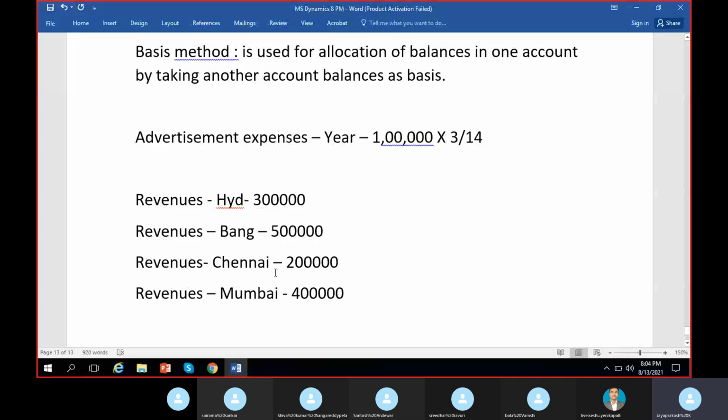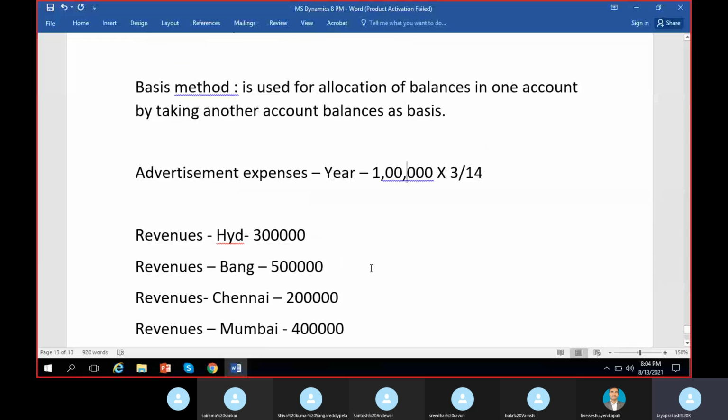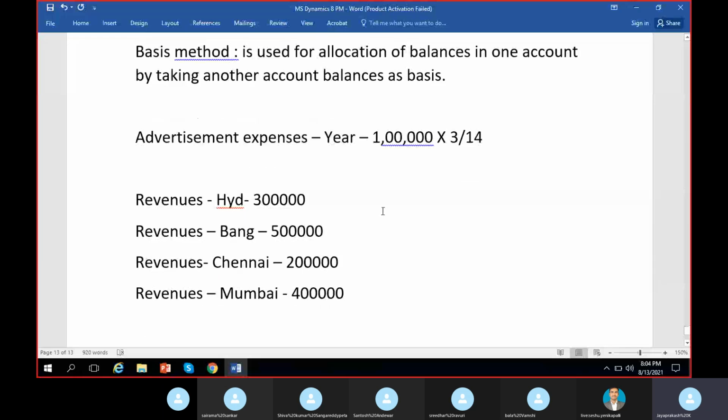In the same way, we will divide expenses between the locations or business units, whatever we call them. That is the agenda of the basis method. Most commonly it is used for these kinds of dependent expenses and revenues. These kinds of things mostly use this basis allocation method.